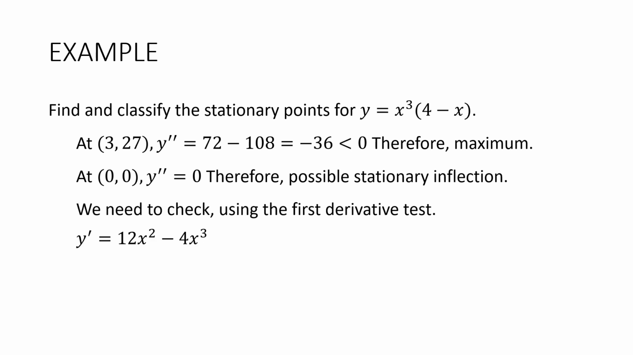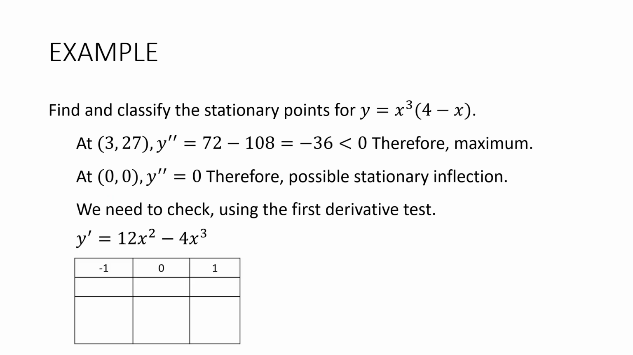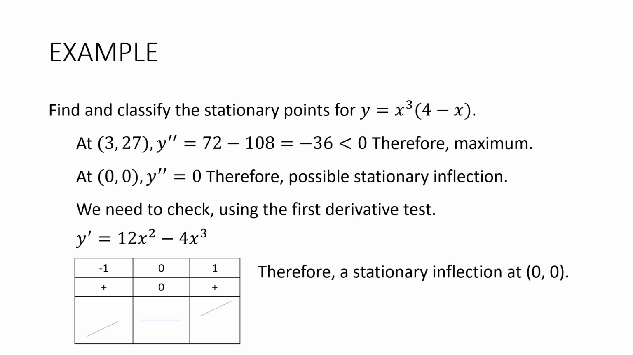So we're going to substitute in either side of x is equal to 0. So let's just draw up a little table. We want -1, 0, and 1. Substituting -1 in here, we end up with 12 plus 4, so it's positive. Substituting 0 in, we know we get 0. And substituting 1 in, we get 12 take away 4, which is also positive. And just a quick sketch, positive, 0, positive, it is a stationary inflection.